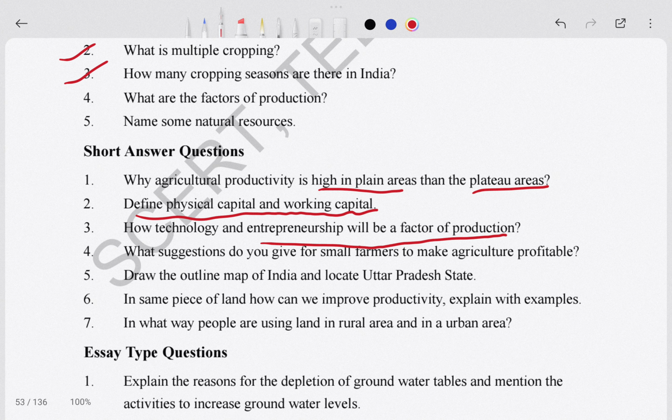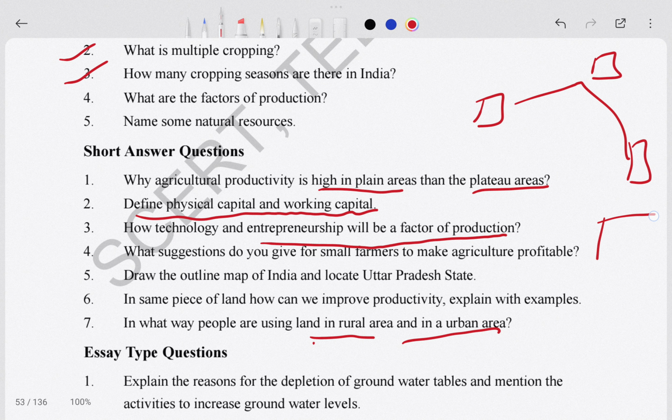If you see the seventh question, it is asking in what way people use land in rural and urban areas. You know, land settlement and the land are totally different in rural and urban areas. In the rural areas the land is not fixed in one place; you will get some land here, some land there. But in the urban areas the land will be totally in one place only, given like that in the city areas. In a village you get some land somewhere, but in a city it is given to you all in one place.